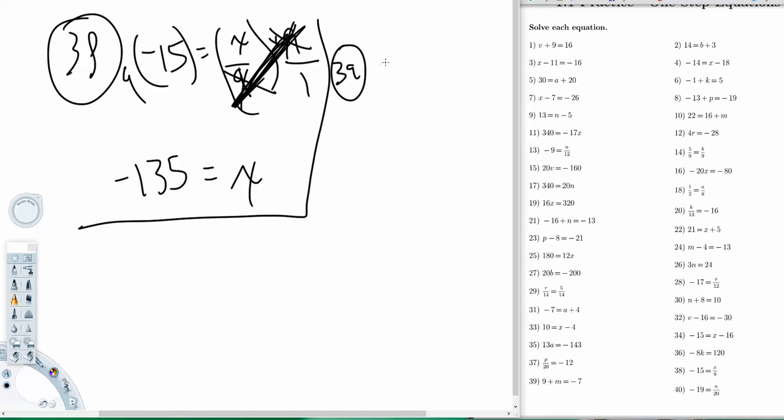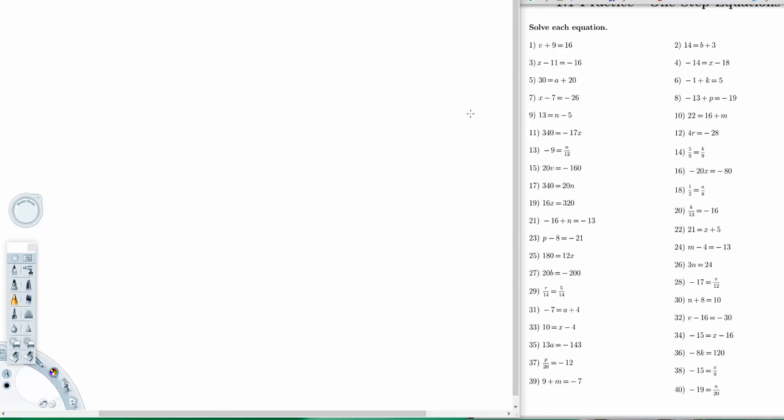39. 9 plus m equals negative 7. Well, the opposite of 9 is negative 9. This one's carried down. 9 minus 9 equals 0. Negative 7 minus 9 equals negative 16. And now for the last problem. Oh, they kept the hardest for last.